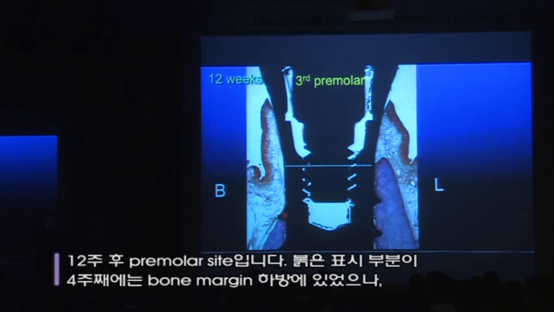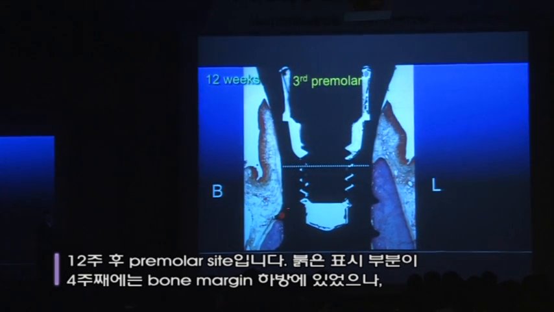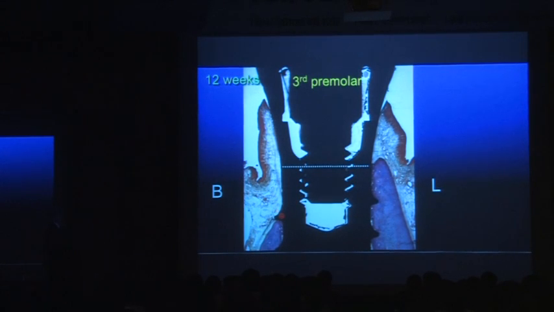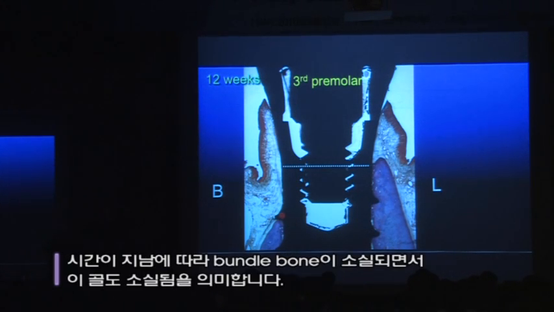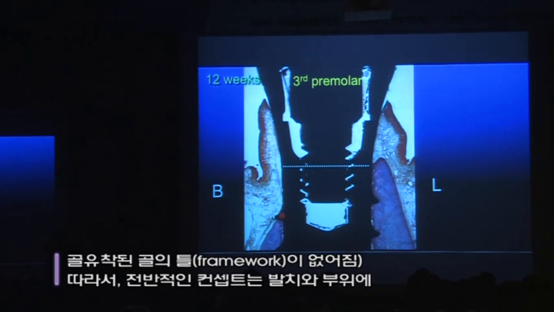So this is now 12 weeks, and this is the premolar site. You remember this guy, the red guy, had bone on top of him at 4 weeks. Now it's lost. So it means that osseointegration can occur initially, but when the bundled bone is lost and the outer framework is lost, osseointegration disappears.